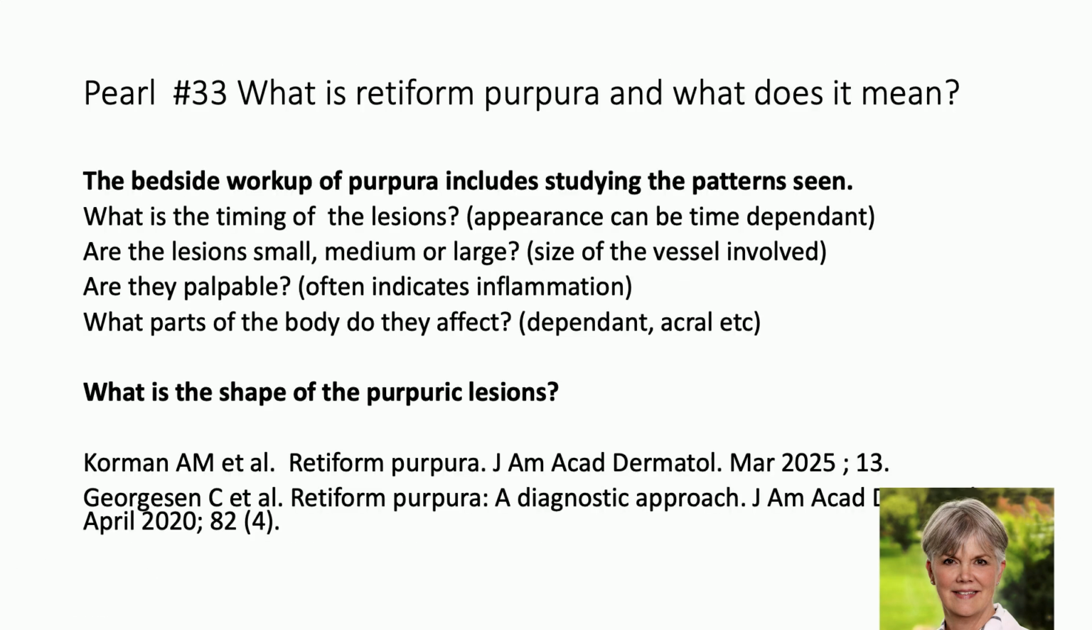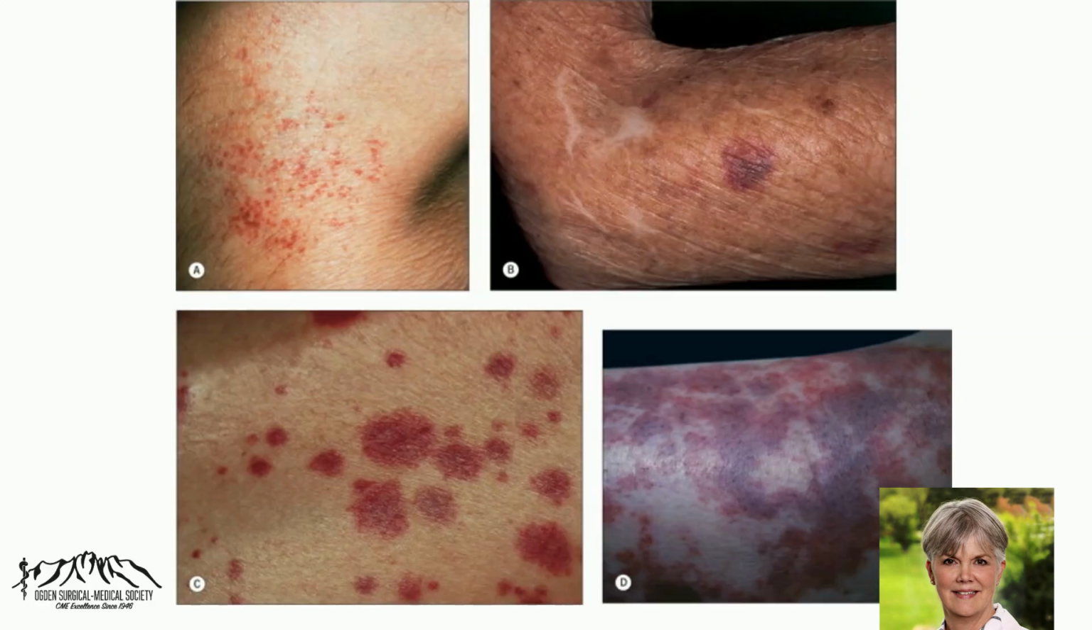Okay, retiform purpura. You stand at the bedside, the patient's got bleeding into their skin. Obviously, you want to know the timing, you want to know the size of the lesions. Do they look like they're big, small, or medium? Are they palpable, indicating maybe vasculitis or inflammatory purpura? And what is their shape is what I want to teach you today. Pepper of petechiae, bruises of ecchymoses, palpable purpura, vasculitis, and then this funny shape.